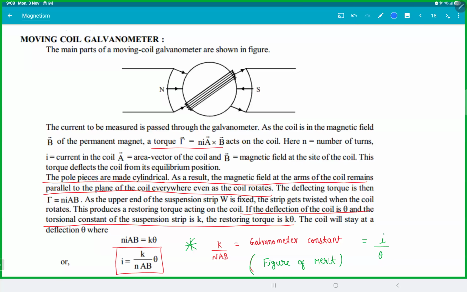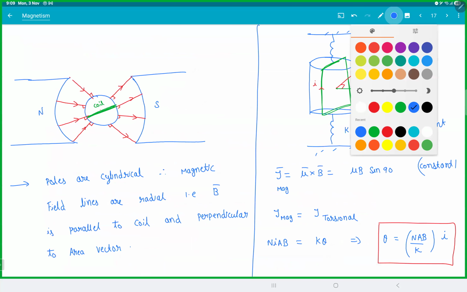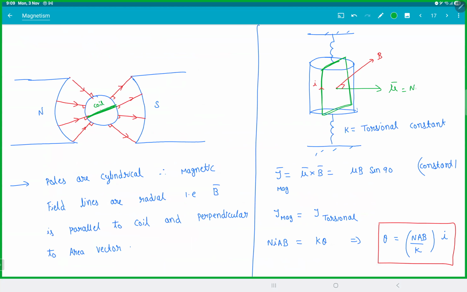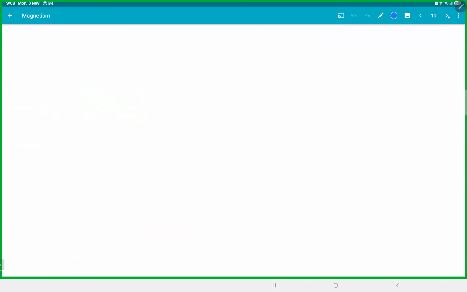The story was pretty straightforward though. You send the current, you get a mu bar, which is NIA, and the magnetic field will rotate the coil and your springs will resist. And you get torque proportional to theta, and torque is proportional to I. Now here there are two more important things. One is called current sensitivity.